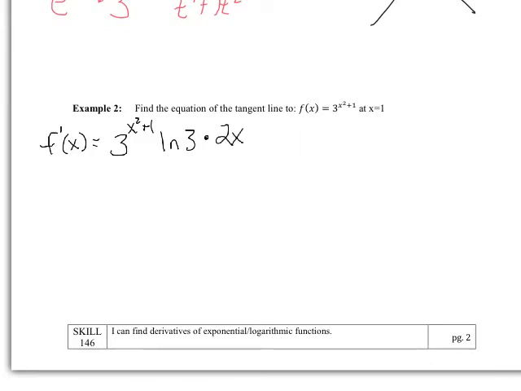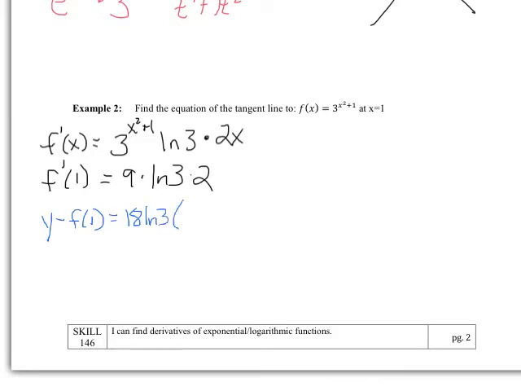And if we're evaluating this at 1, we have f prime of 1 is equal to 9 times ln of 3 times 2. Plugging that into our typical formula, we have y minus f of 1 equals our m, which is 18 ln of 3, times x minus a, or 1. f of 1 is 9, so we have y minus 9 equals 18 ln of 3 times x minus 1.